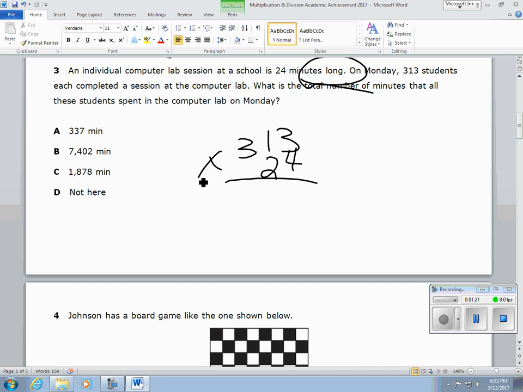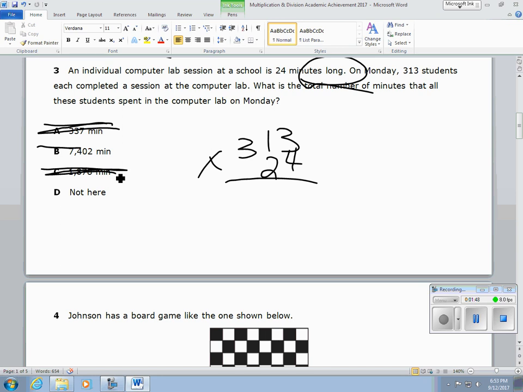We know that it's not going to be 337 minutes because we have 313 students. Even if you did 1 minute per student, we know that it's going to be 313 minutes. There's no way, because you have 24 minutes per student. So obviously that's going to come out, common sense, regardless. And we know that it's going to be somewhere around 6,000 because we're looking at 300 times 20 as an estimation. So we know that the 1878 is out without a doubt.